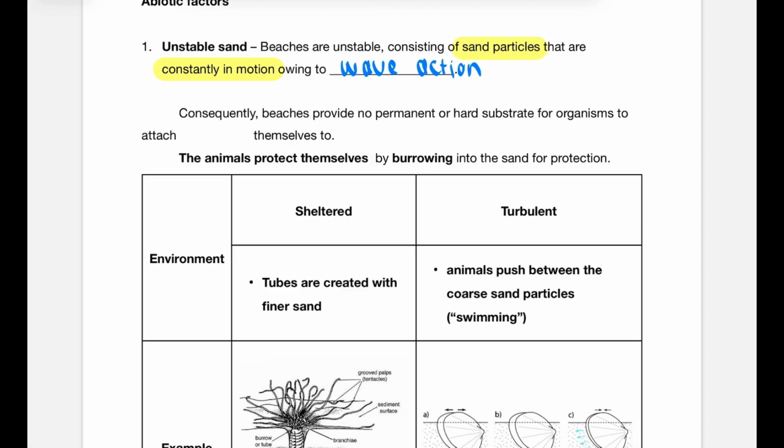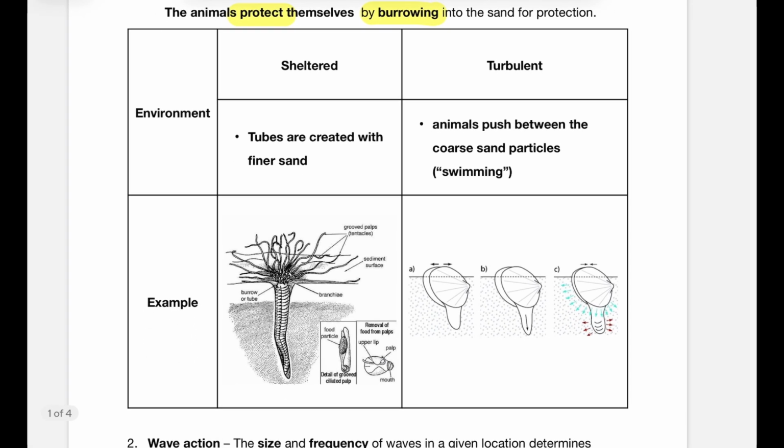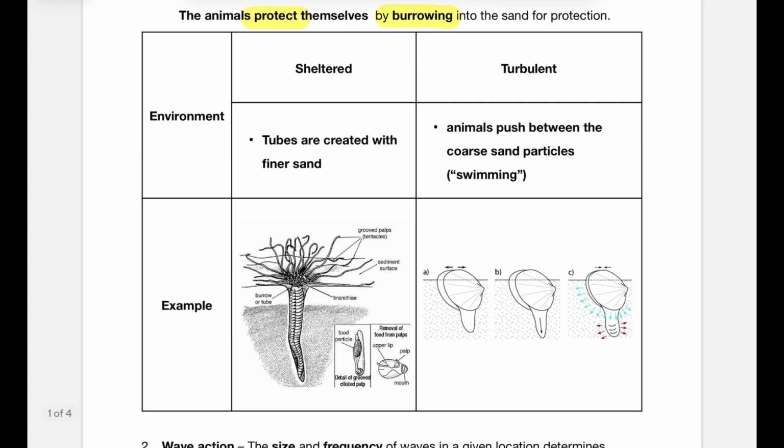Moving on down here, it says, consequently, beaches provide no permanent or hard substrate for organisms to attach themselves to, so therefore they protect themselves by burrowing into the sand for protection. These are examples of different animals that burrow and how they would burrow. Firstly, in a sheltered environment where there are not that many waves, the animals create tubes with small particles of sand. One example of this is the tangleworm.